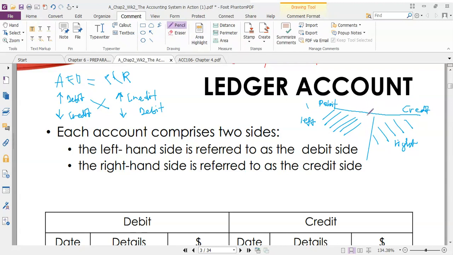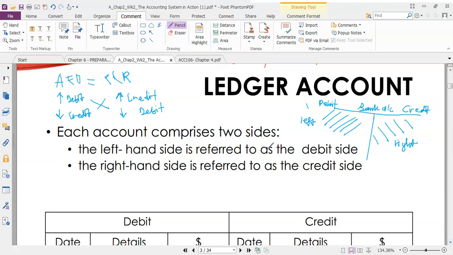So dekat tengah-tengah T account ni, atas garisan dia, tengah-tengah ni kita akan letak dia sebagai title of the account. Contoh, element asset. Okay, kita ada bank. Bank is the classification for element asset. Kita letak kat tengah-tengah, bank account. Okay, so let's look at the example.